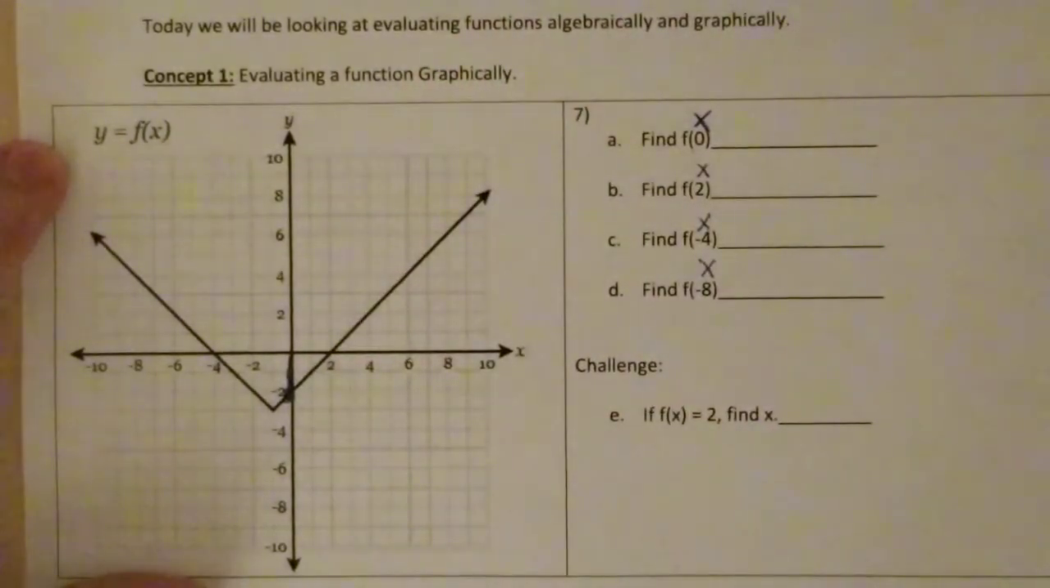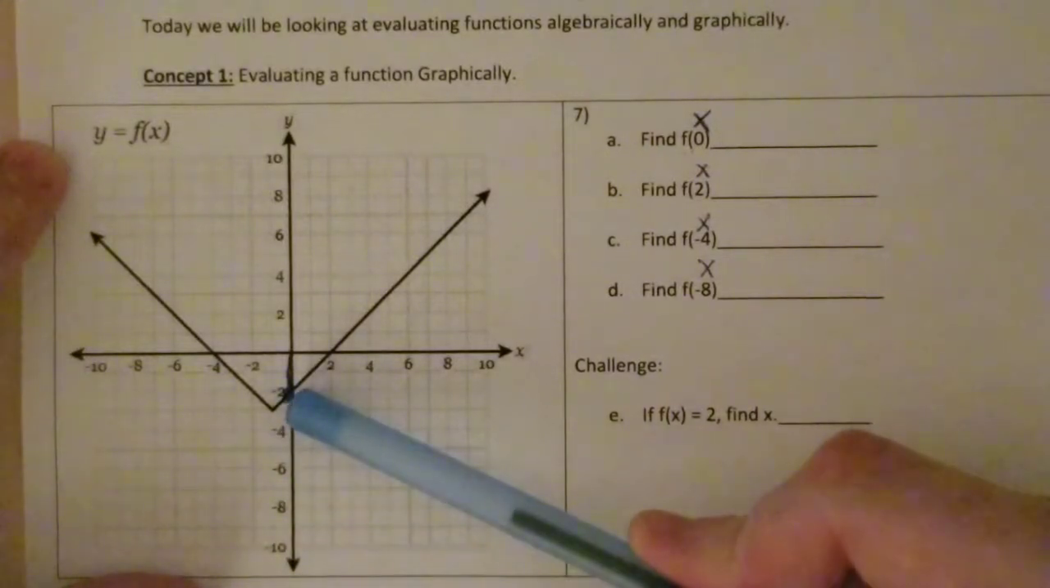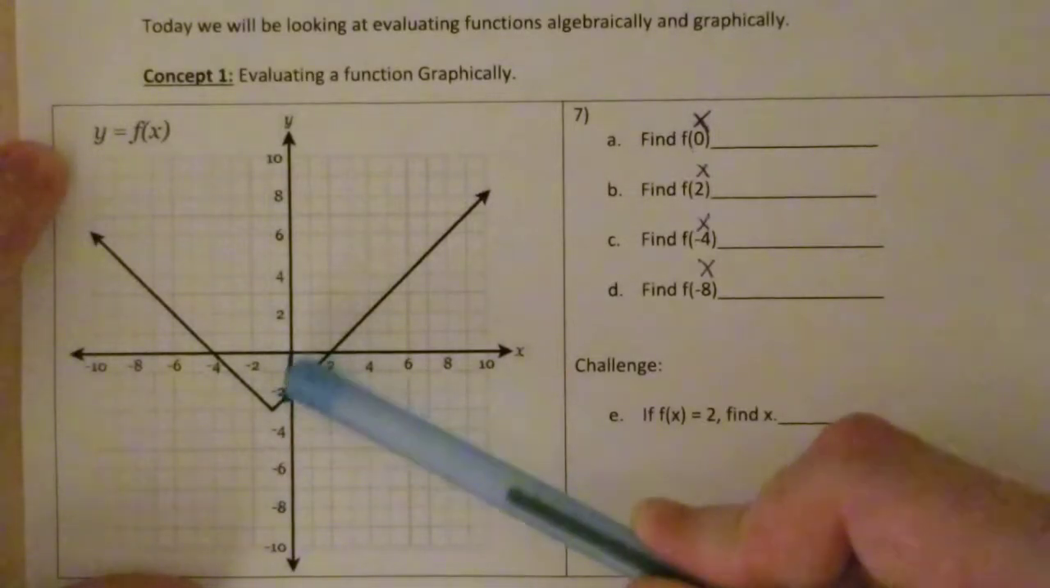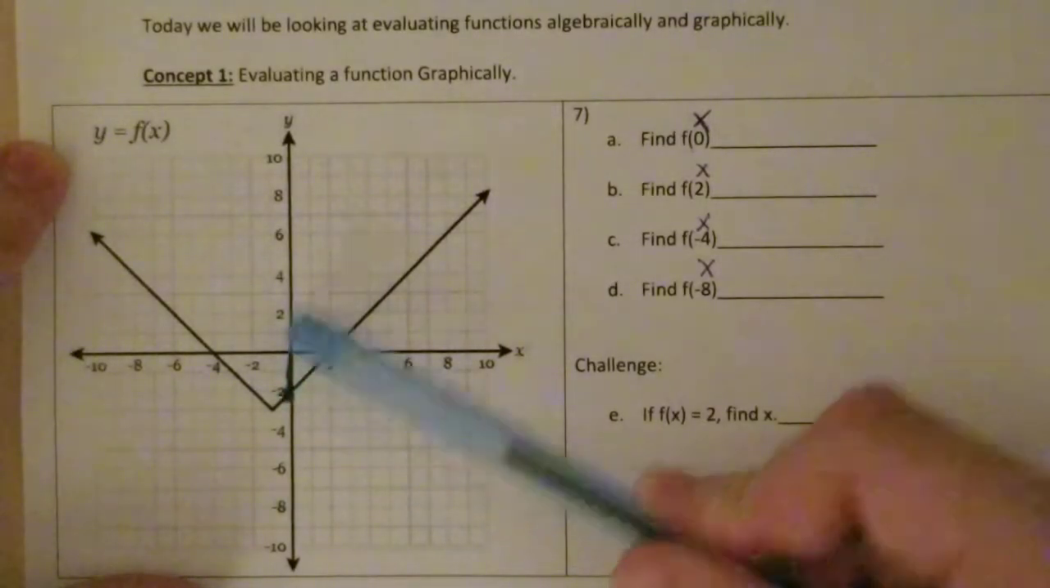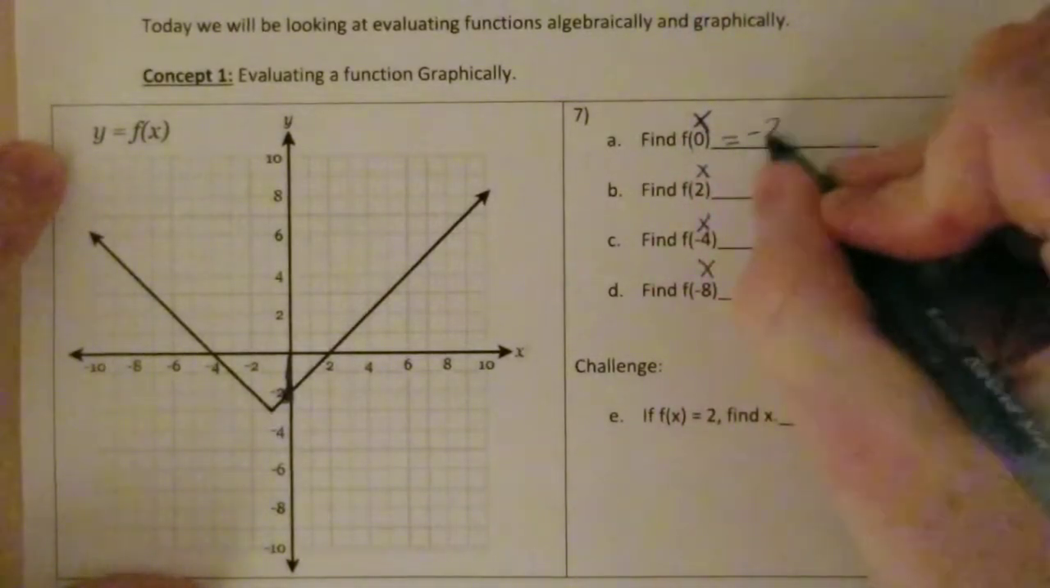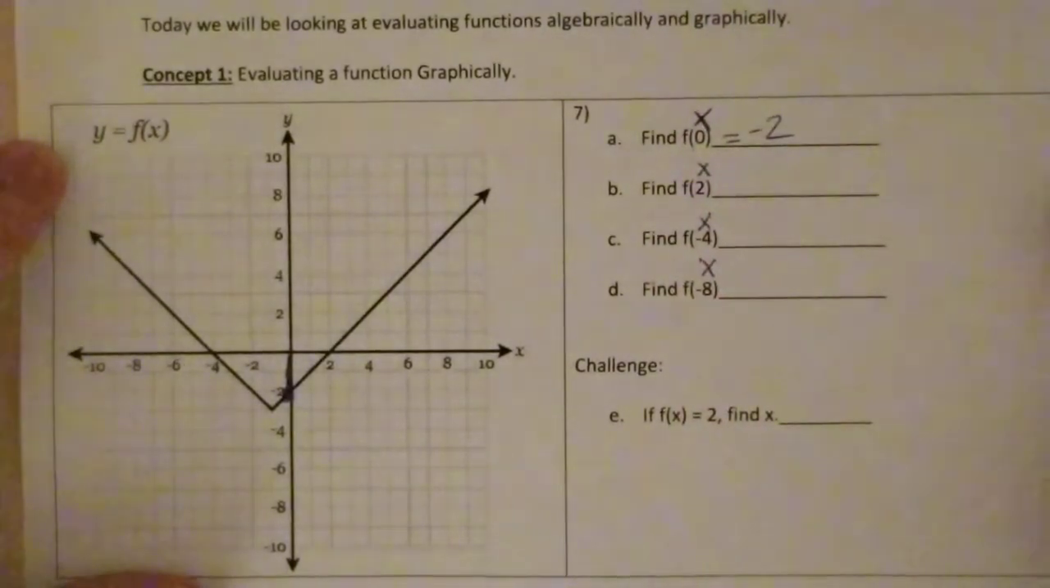It might be a little hard to see in the video, I hope you can, but you should see I went down 2. So my y value would be -2 to be on the graph at that x value. So f of 0 would be -2. Let's look at another one.